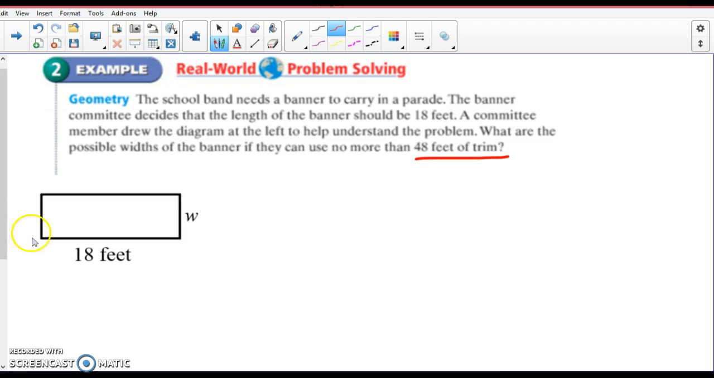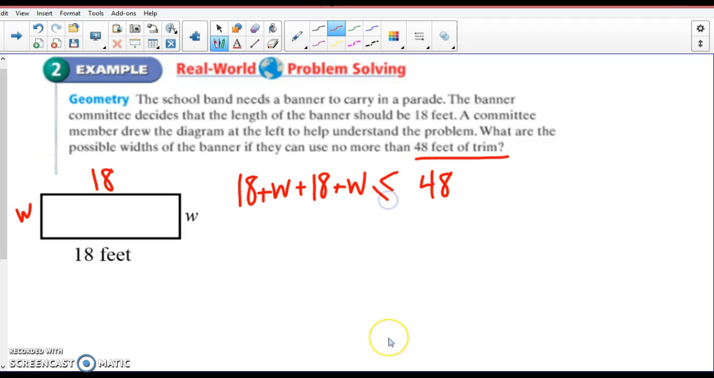I don't know. So we drew a diagram. That is 18. We don't know what the width is going to be. If I'm going to put trim around this bad boy, what am I actually finding? Paige? The perimeter. Now, what I personally like to do, I like to label all the sides, because then I'm sure that I don't forget two of them. How do you find the perimeter of any shape in the world? Add up all the sides. So my perimeter is going to be 18 plus W plus 18 plus W. And we have 48 feet of trim. What symbol is going to go there?